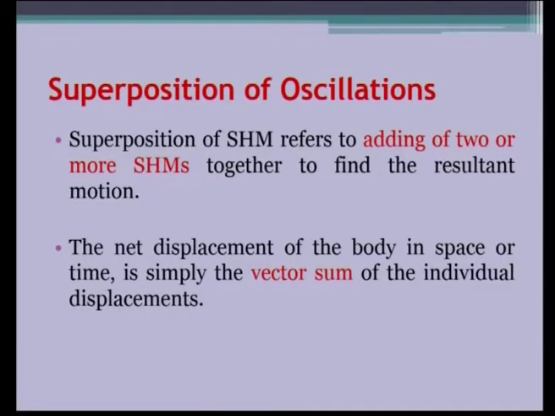Nevertheless, let us see what the definition in particular has to say for us. Superposition of SHM refers to adding two or more SHMs together to find the resultant motion. The net displacement of the body in space or time is simply the vector sum of the two individual displacements. In general, we come across several SHMs combining together at a particular point.